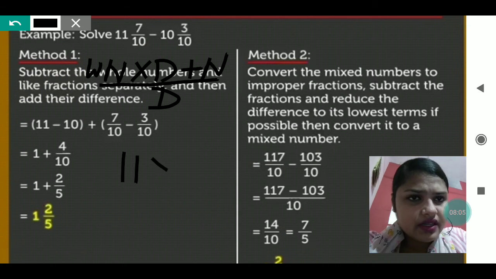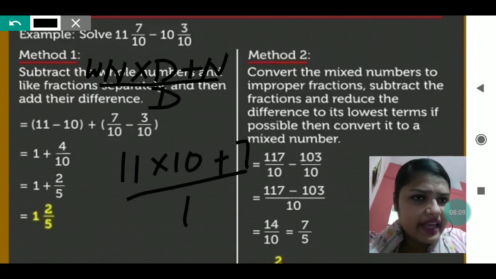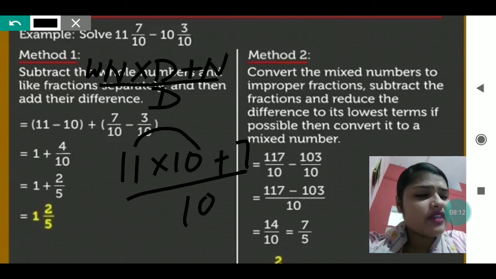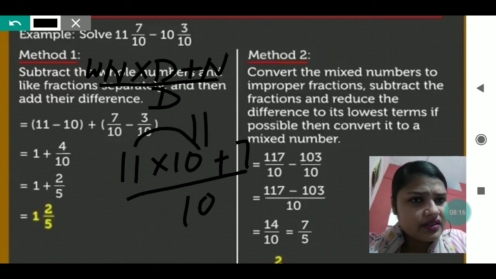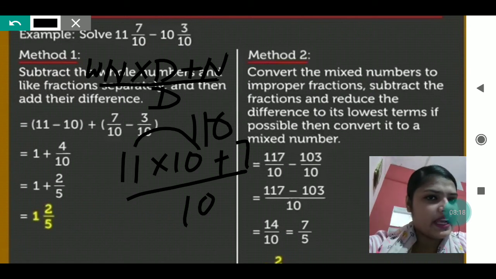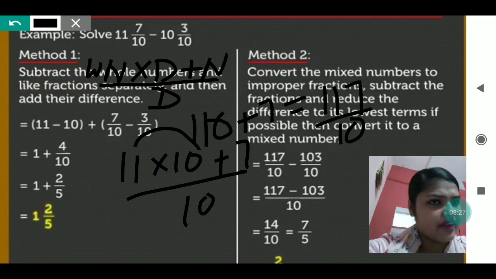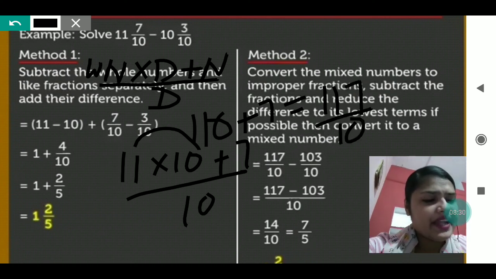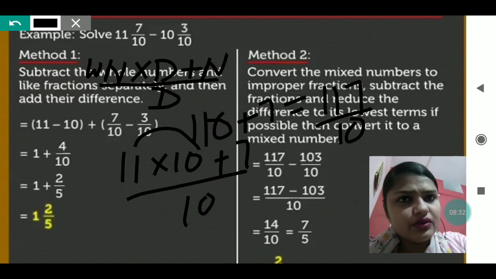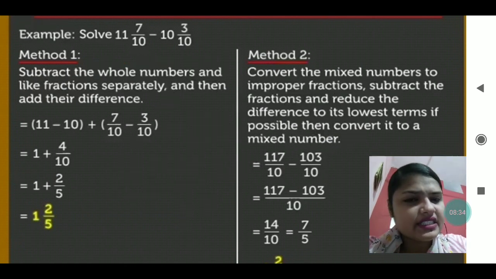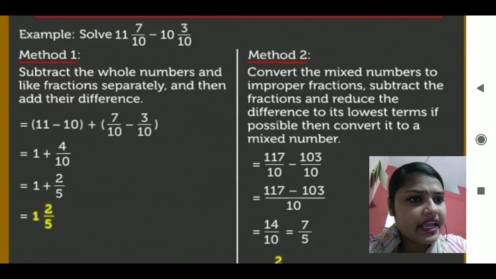11 into 10 plus 7 by 10. So 11 into 10 will be 110. 110 plus 7 will be 117 by 10. This is the first number we have got, 117 by 10. Now again what we will do? First we have got 117 by 10. Now again we will do what?